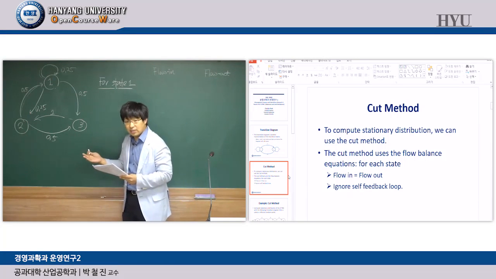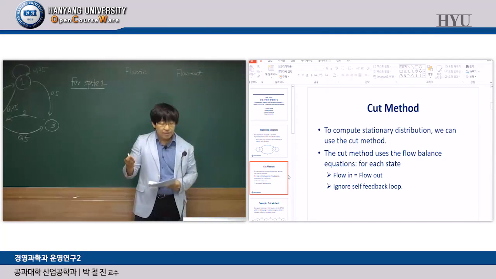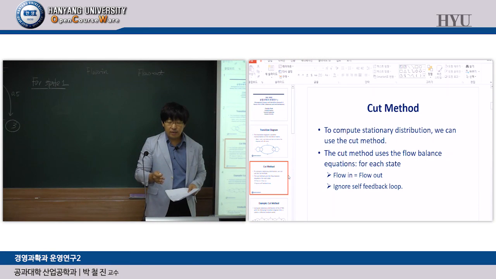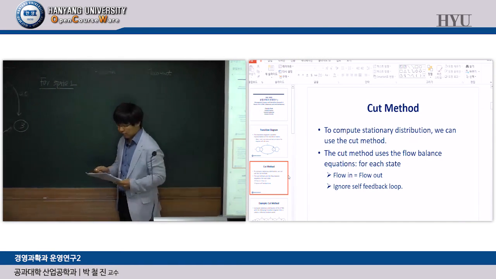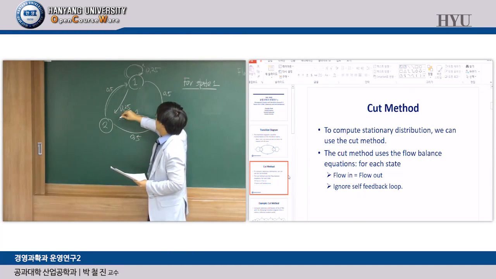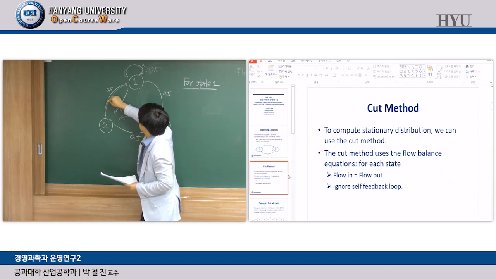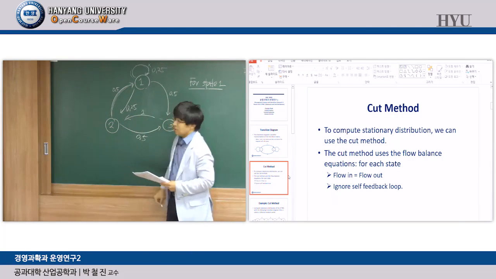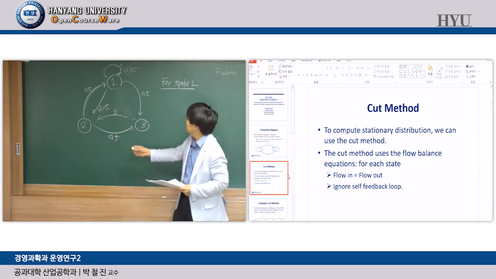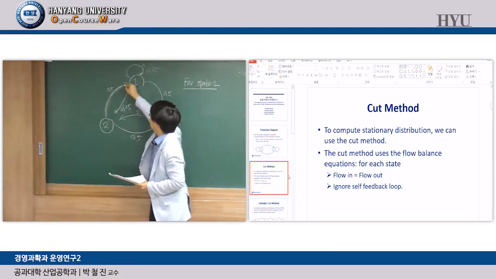When we consider this cut method, you need to ignore all the self-feedbacks, okay? Self-feedback, okay? So we don't consider this arc, but we can consider flow in from other states, okay? So for flow in, consider this arc.